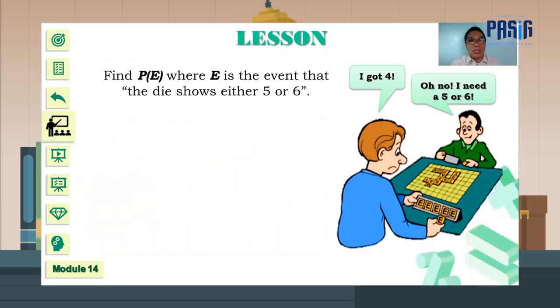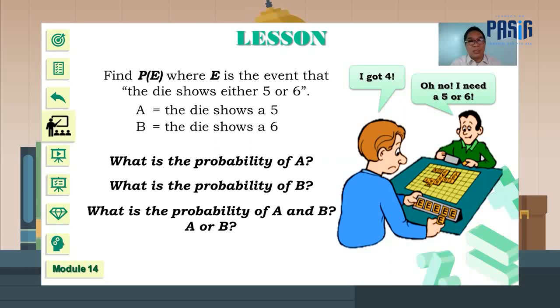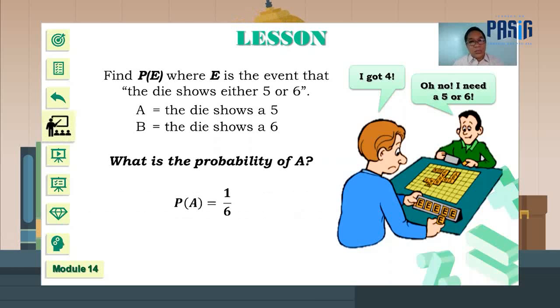Probability of A, where A is the event that the die chooses a 5. B, the die chooses a 6. So what is the probability of A? Probability of B? Probability of A and B, A or B? In your simple probability, you know the answer, that is 1/6, as well as for B, 1/6. How about the third question, the probability of A and B, or A or B?